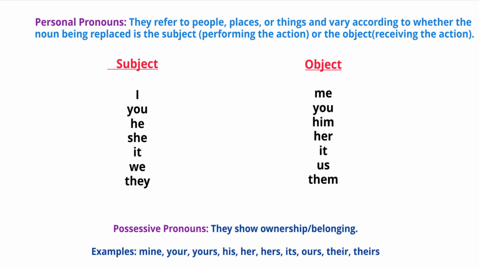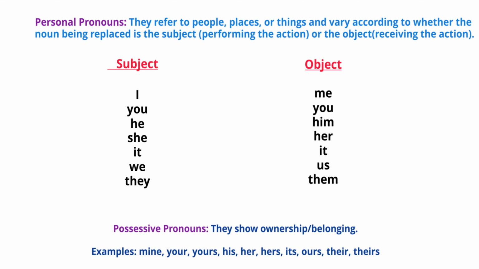Let's see an example. Jim threw a ball at me. So, Jim would be the subject because he is performing the action, he's throwing the ball, and me would be the object because I'm receiving it, right? So, let's see what are the subject pronouns and what are the object pronouns.